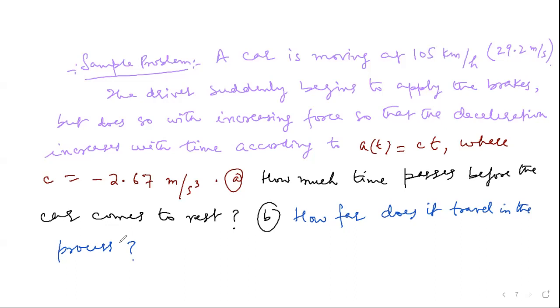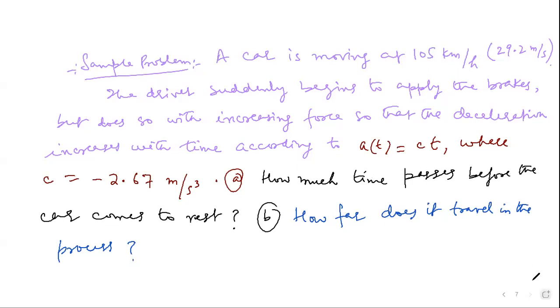So you can understand this is braking force, which we have already discussed. It is a time-dependent force. That's why acceleration is time-dependent. This equation gives how acceleration depends on time. Acceleration is negative because you are stopping the car from some speed to rest. So it is the case of deceleration, negative acceleration. So we are asked in part A to find the time which passes from the moment braking force is applied to the moment car comes to rest. And during this process, we have to find the distance traveled by the car.